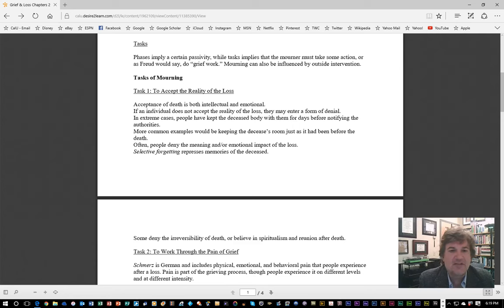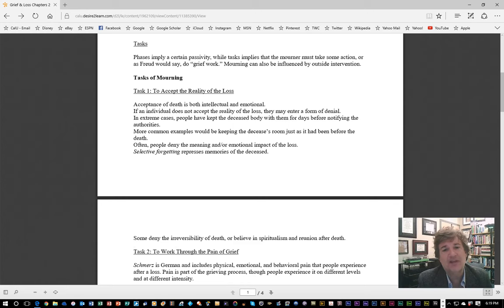In extreme cases, people have kept the deceased body with them for days before notifying the authorities. I was with a couple that lost a dear pet, and they wanted to keep their dog with them instead of burying the dog. And so I fully understood their process of not wanting to let go. And yet we had to work through that.